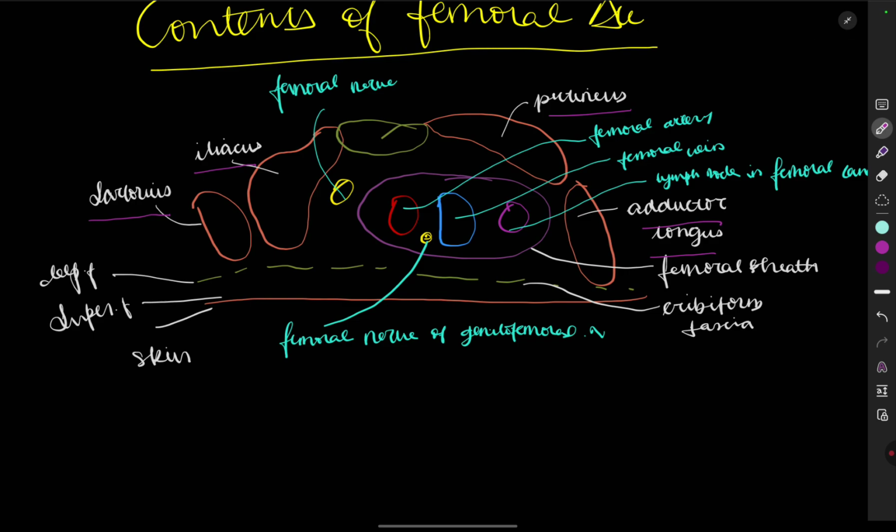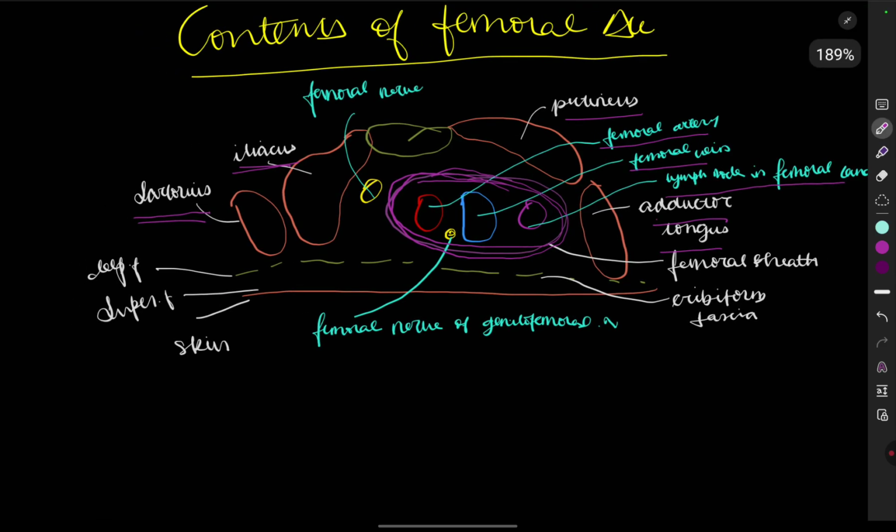And then this purple color that you see here is the femoral sheath. We are going to study it in this video itself under the subsequent topics. So this is the pectineus muscle, this is the adductor longus, this is the iliacus, and this is the sartorius muscle. This one here is the femoral sheath, inside which the femoral artery, the femoral vein, and the lymph node of the femoral canal pass.